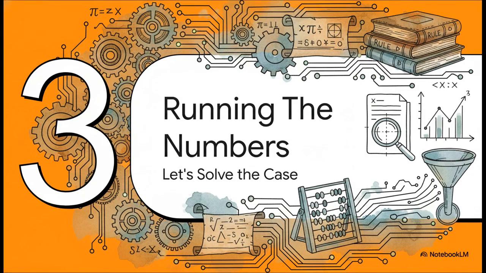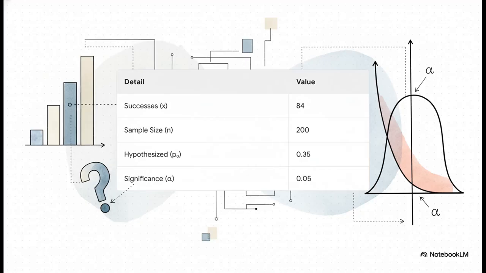Okay, enough theory. We've got our logic, we've got our rules, we've got our formula. It's time to get our hands dirty, plug in the numbers from our case, and see what the data is screaming at us. So here are the facts. Our team went out and surveyed a random sample of 200 people. Out of those 200, 84 said they preferred the product. The company's claim, our p0, is 0.35. And finally, we set our significance level, alpha, to 0.05.